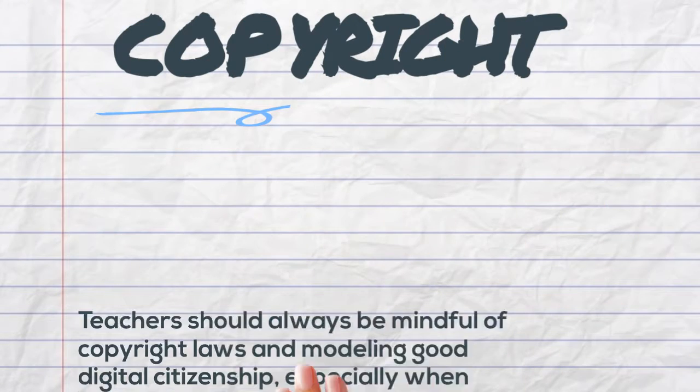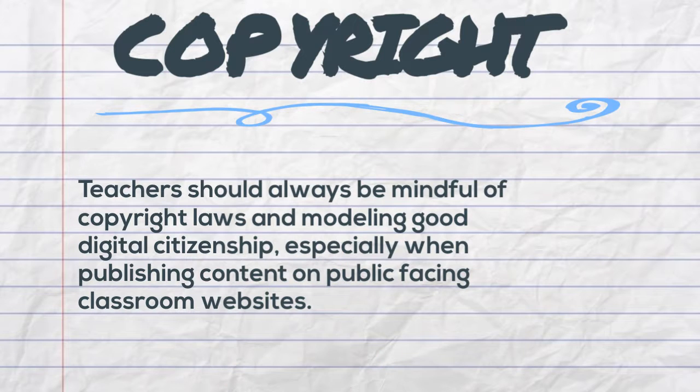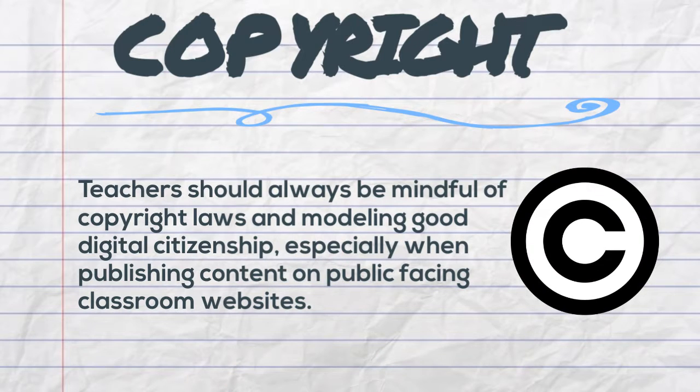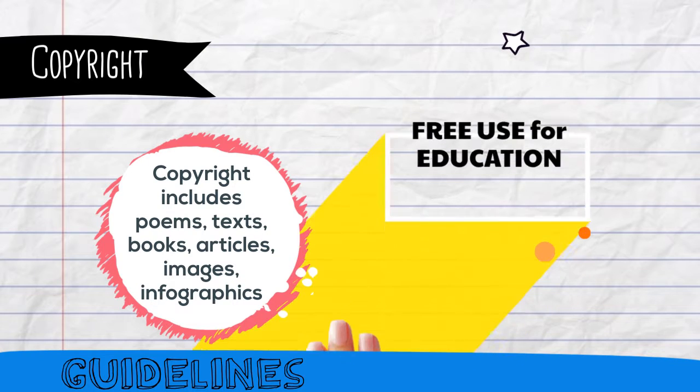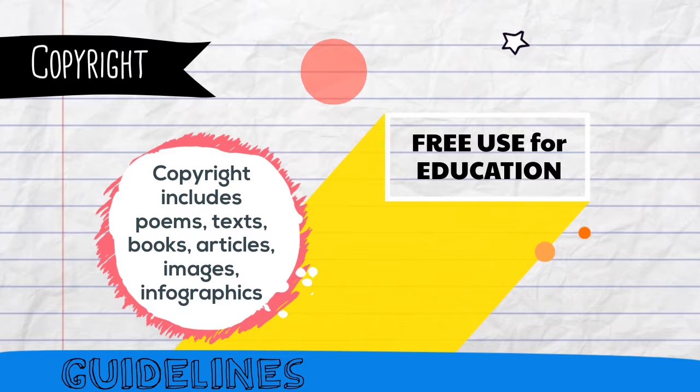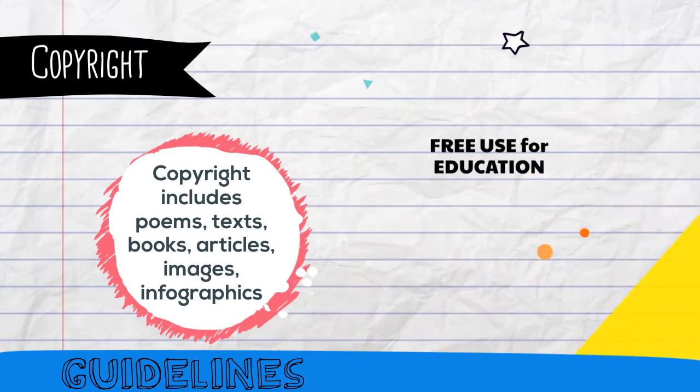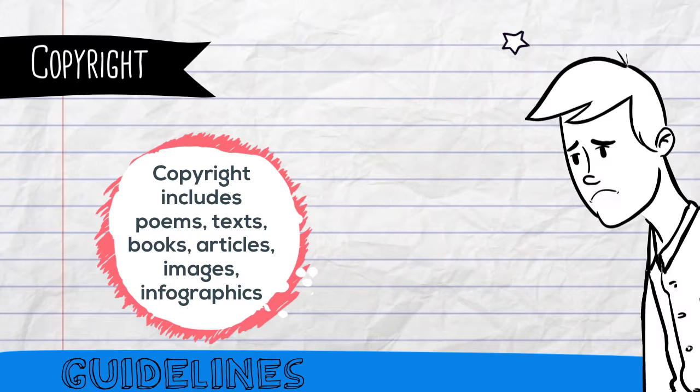Copyright. Teachers should always be mindful of copyright laws and modeling good digital citizenship, especially when publishing content on public-facing classroom websites. Copyrighted materials can include things like poems, books, texts, articles, images, and infographics, and a lot of other things. There is something called fair use for education, but it doesn't always apply to every situation, especially when online. We have some guidelines for you to follow.